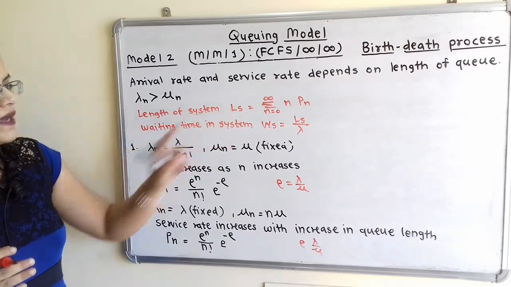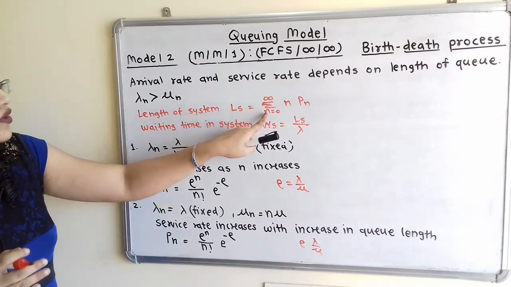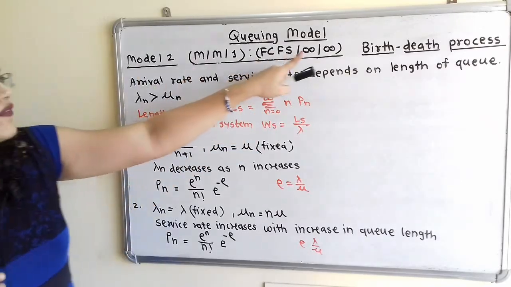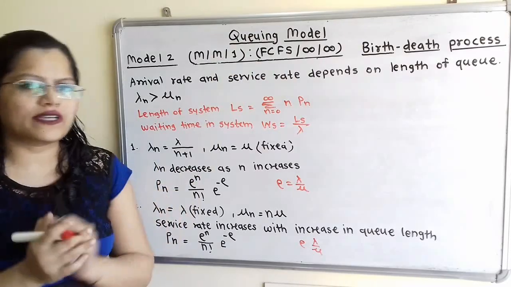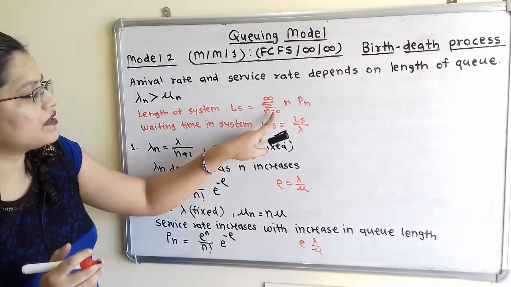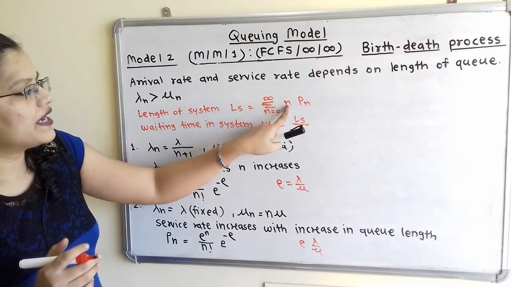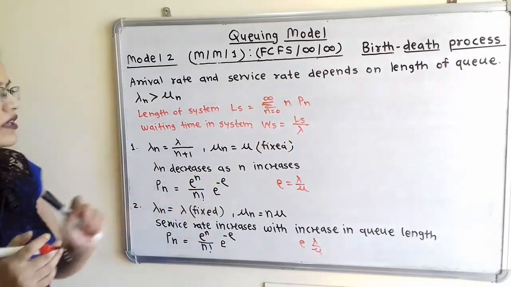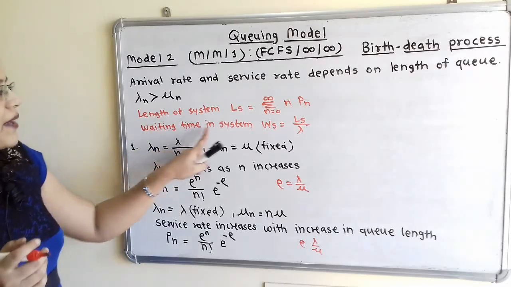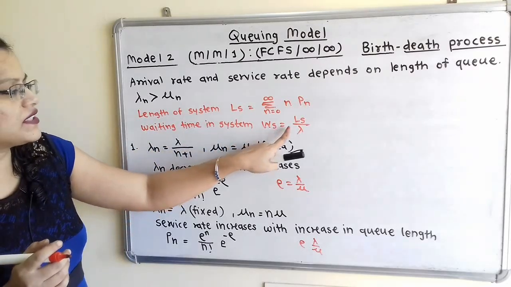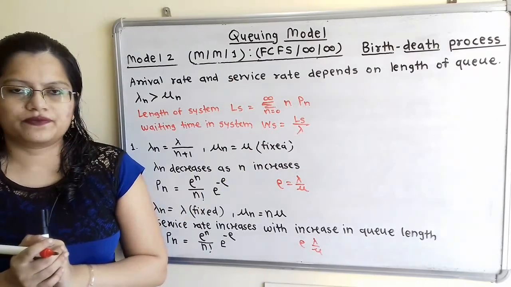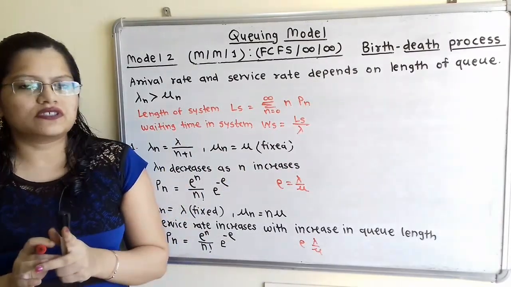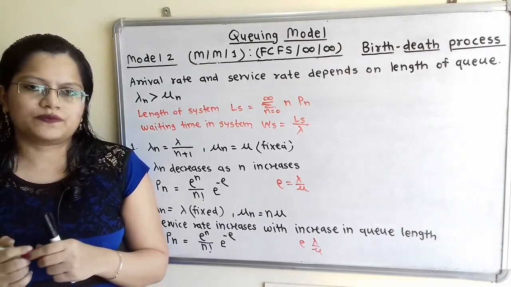Now by using this Pn, we will find the length of the system. The length of the system Ls is equal to the summation of n P n from n equal to 0 to infinity, because in model 2 an infinite number of customers is allowed in the system. So we have to take the limit from 0 to infinity, and for Pn we use this formula. Then the waiting time in the system, Ws, is equal to Ls by lambda. Now by using all these formulas we can solve the questions for model 2.